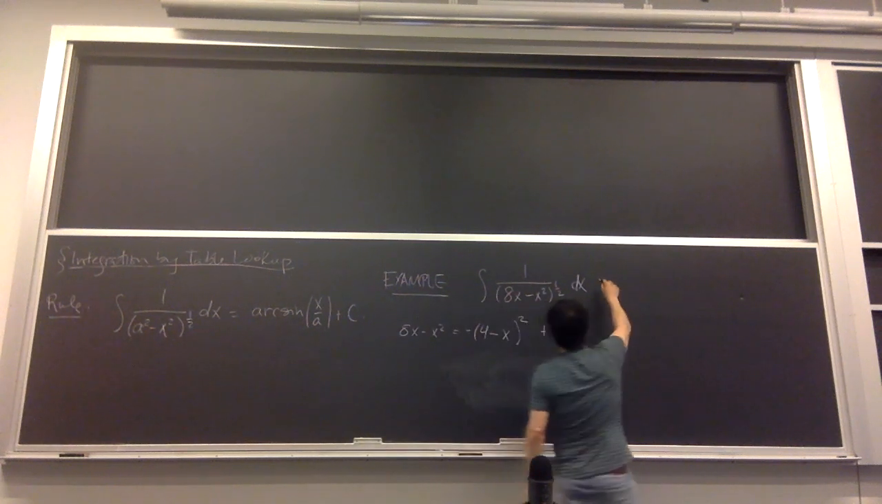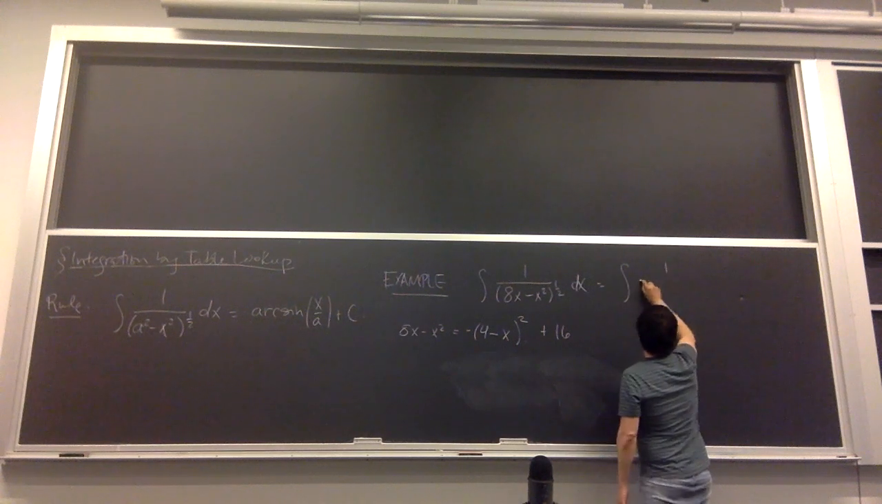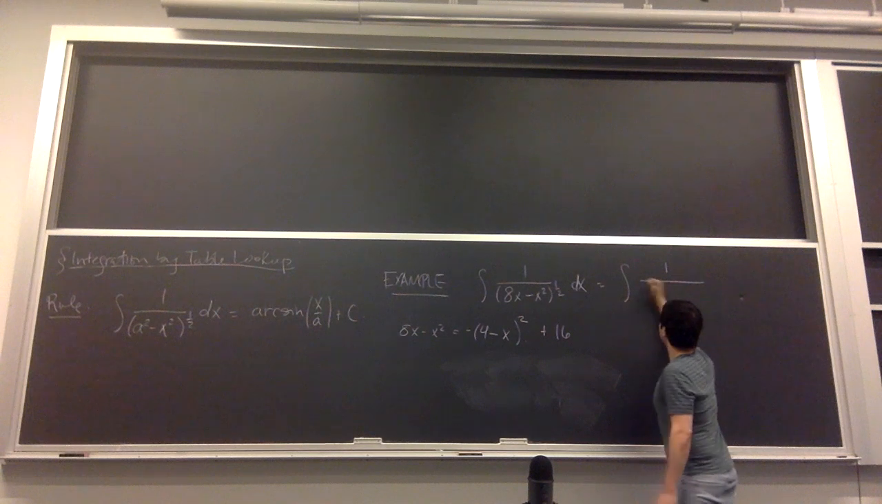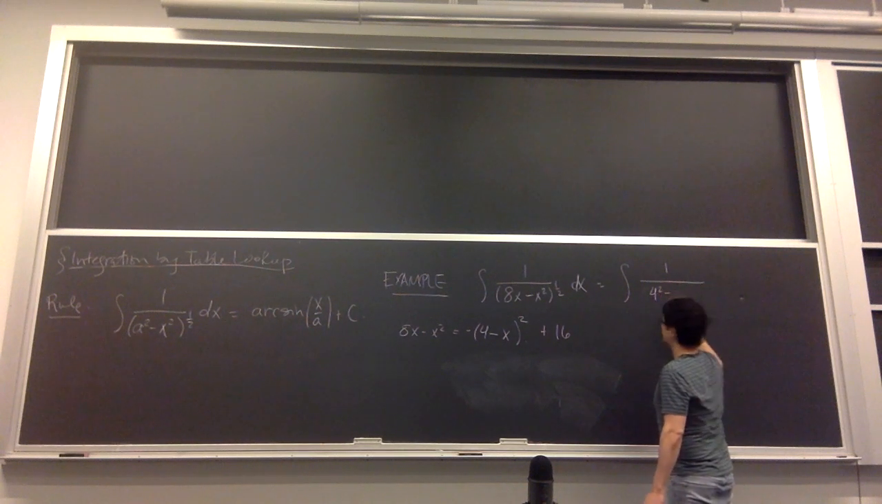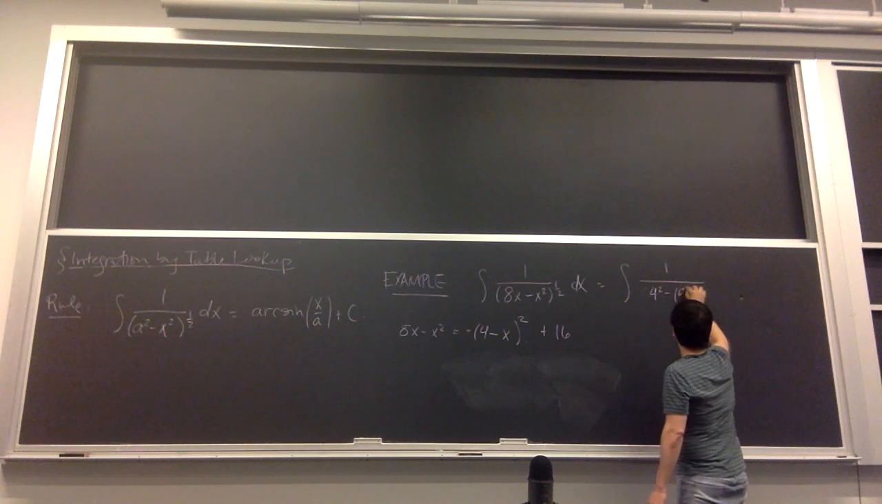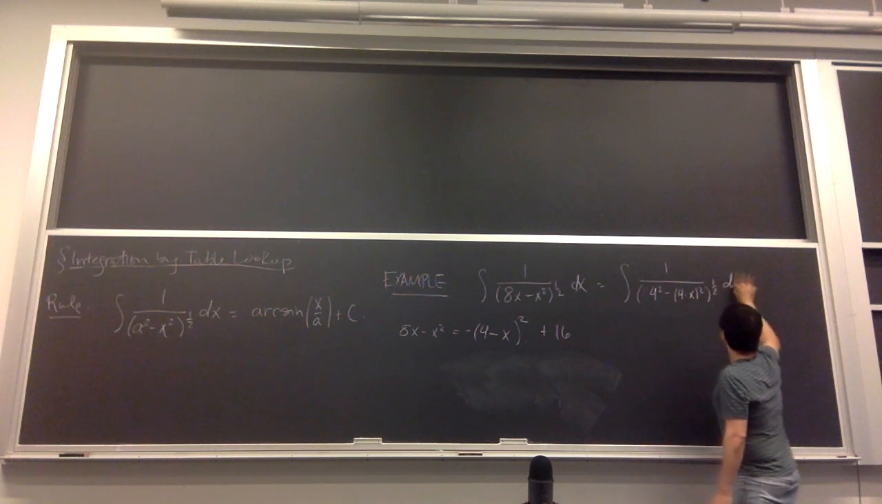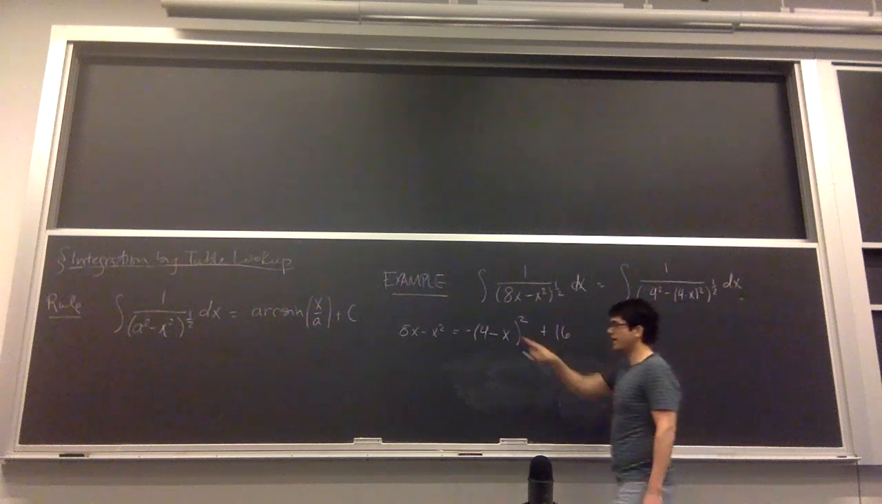Okay, so that means this is equal to what? The integral of 1 over (16, let me write that as 4 squared, minus (4 minus x) squared) to the half dx. Now what can I do? I'm not quite in that form yet.